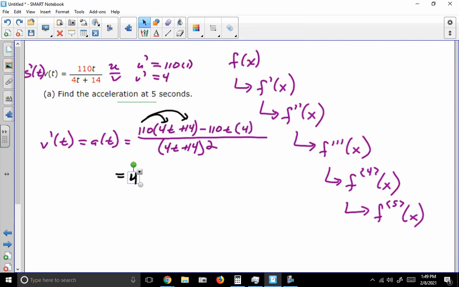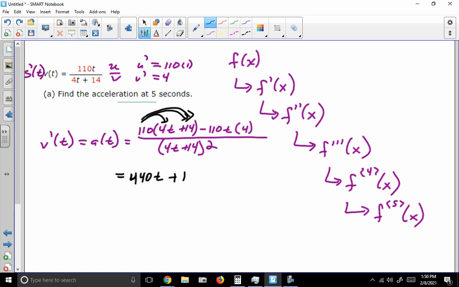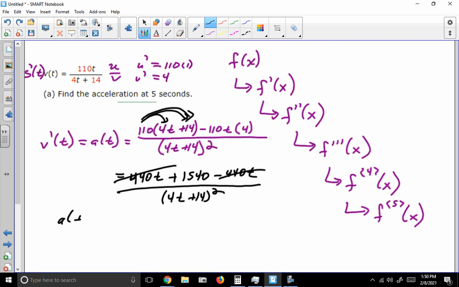440t. 110 times 14 is 1540. And then 110t times 4 is again 440t. So the 440t's cancel. So our acceleration function is given by 1540 over (4t plus 14) squared.